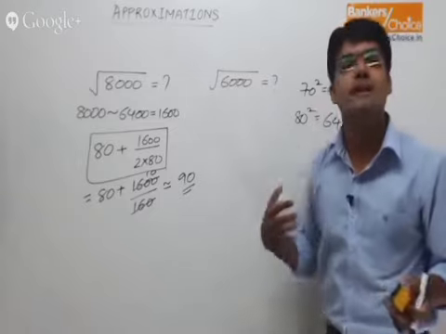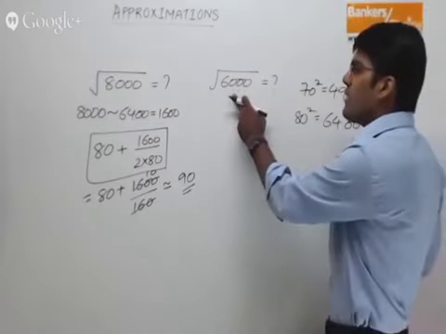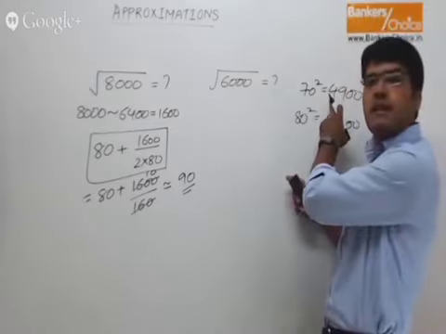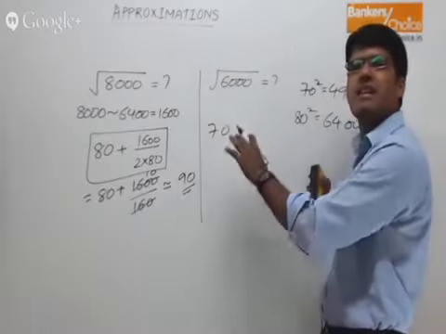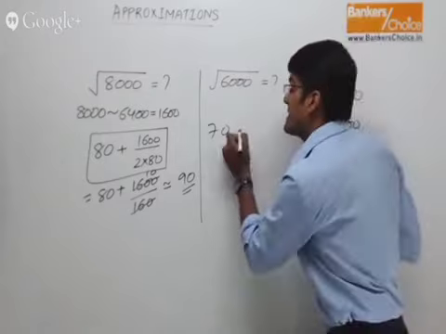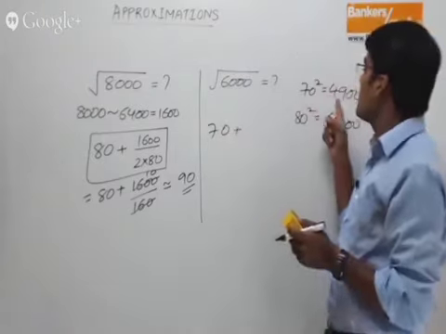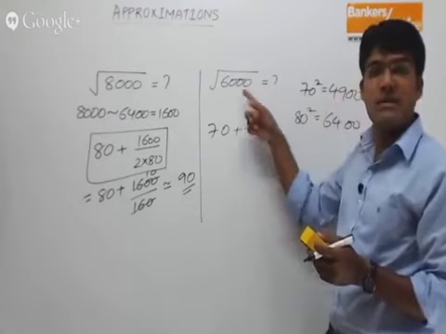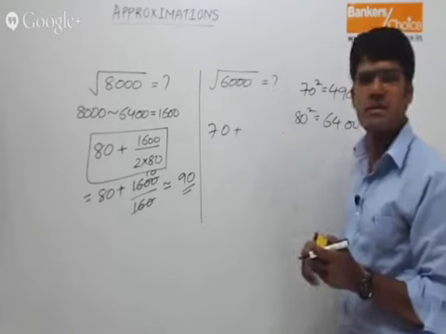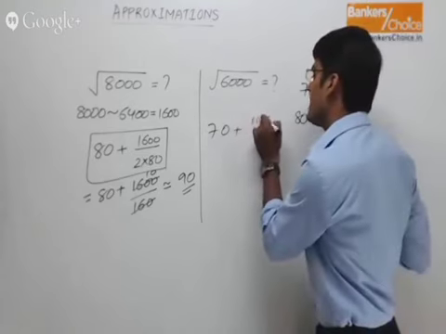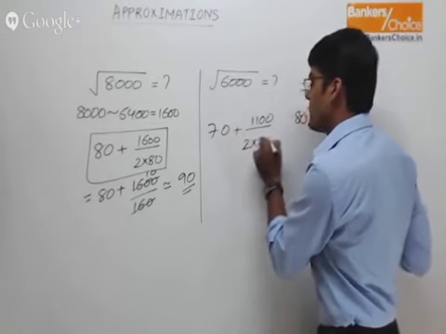If there's only one option, we'll mark that as the answer. If there are multiple options, then what do you do? Look at this. 6000 has already got 4900 in it, so we can take 70 outside. Are you able to follow? 70 squared is 4900 plus how much more? What is the difference between 6,000 and 4,900? 1100. Yes or no? 6,000 minus 4,900 is 1100. 1100 divided by 2 times the value that we have taken. 2 times 70.